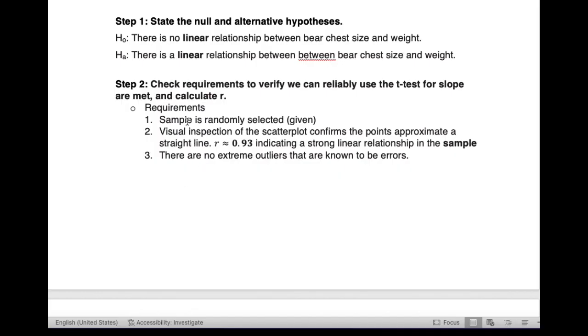So let's just summarize that the requirements are met. We were told that the sample was randomly selected 6 bears. Visual inspection of the scatter plot confirms that the points approximate a straight line. Also, the linear correlation coefficient R was approximately 0.93, indicating a strong linear relationship in the sample. There are no extreme outliers that are known to be errors.